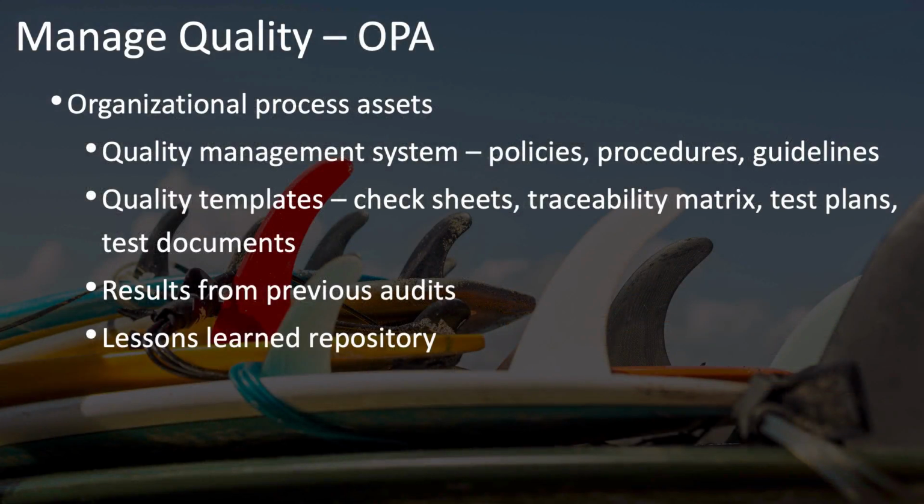Useful organizational process assets include the quality management system of your organization, including all of your policies, procedures, and guidelines for quality. Hopefully, you'll also have some quality templates, including things like check sheets and traceability matrices, test plans and test documents that have been useful in the past. Also, results from previous audits of quality on previous projects, and your lessons learned repository with all sorts of other lessons learned about quality on previous projects.